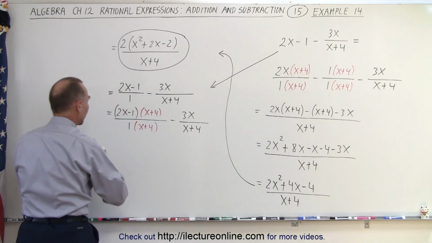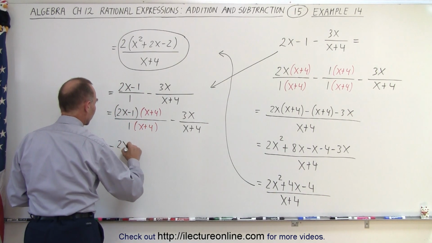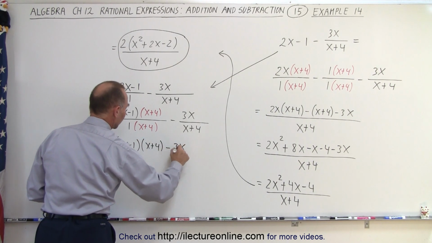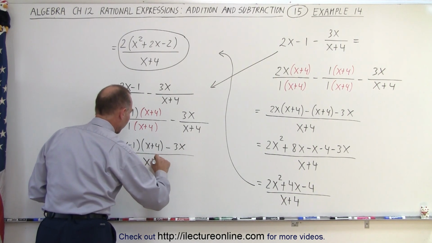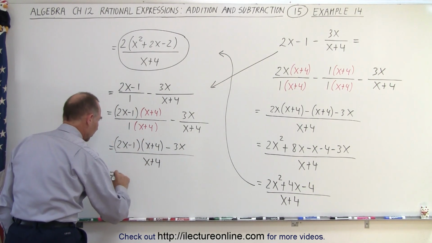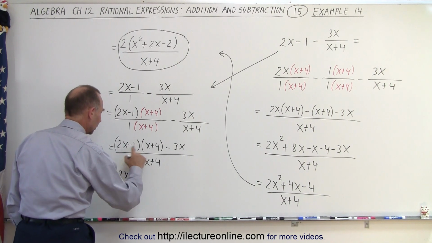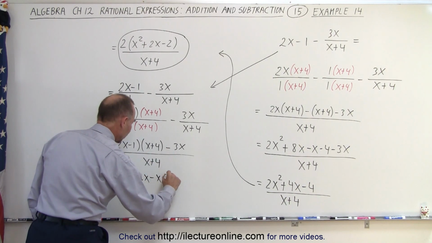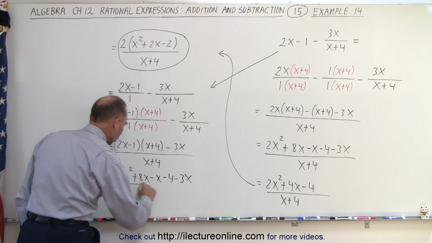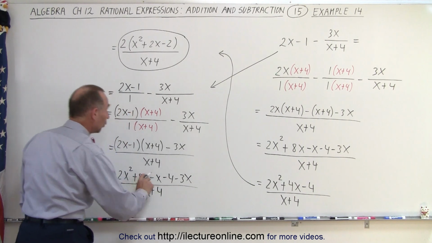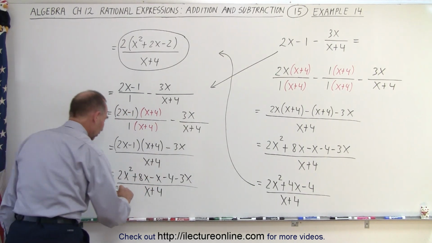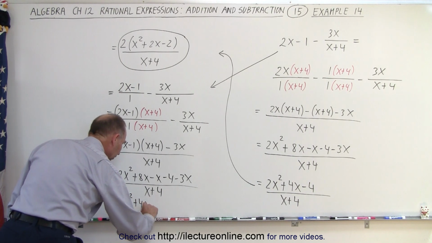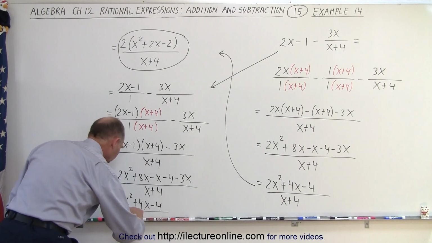Again, we could write this over the common denominator. So this can be written as 2x minus 1 times x plus 4 minus 3x, all over the common denominator of x plus 4. And then we multiply this out. We get 2x squared plus 8x minus x minus 4 minus 3x, all over x plus 4. And now notice we have the exact same thing that we have over there. So this can then be simplified to 2x squared plus 4x minus 4 over x plus 4.